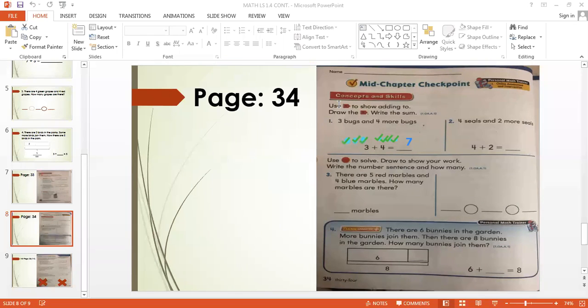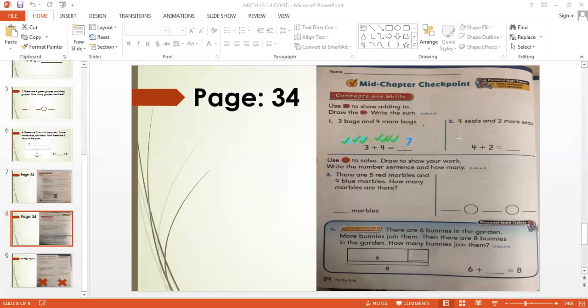Did you all do it? Yes, Adamano said. Very good. The answer is 7. Now, question number 2. Again, you have 4 seals and 2 more seals. So, what is 4 plus 2?